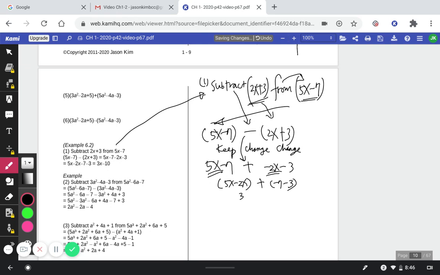5x minus 2x is 3x. Negative 7 minus 3 is negative 7 plus negative 3. So you end up with two same signs. So you add them. So it becomes negative 10. So 3x plus negative 10 is the same as 3x minus 10. You can write either way, but this is better.